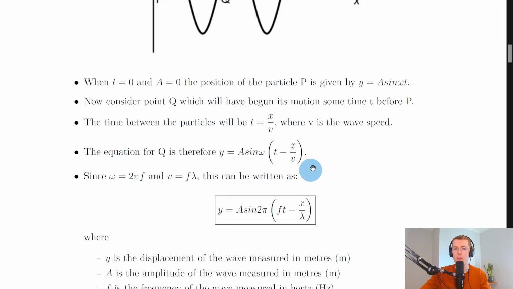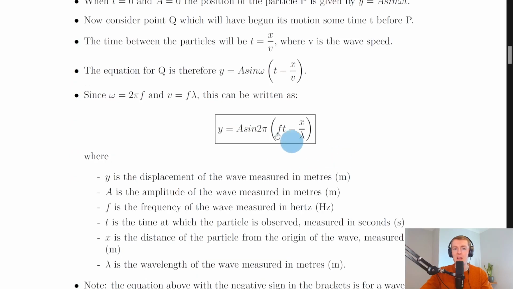So it looks a wee bit more complicated than just our y equals A sine omega t, which describes point P. So we can say that y equals A sine omega times (t minus x over v), where that is just the time difference between particles Q and P. And lastly, it says since omega equals 2 pi f and v equals f lambda, this can be written as y equals A sine 2 pi times (ft minus x over lambda).